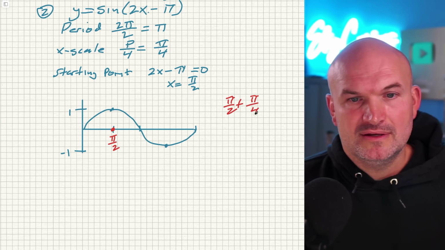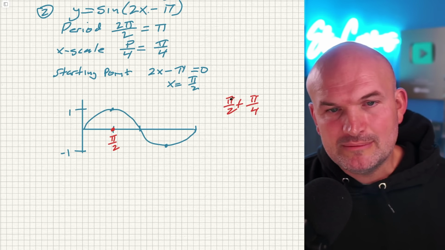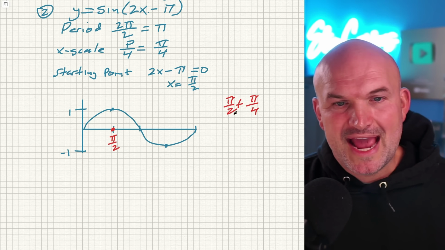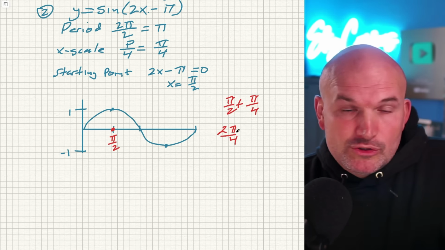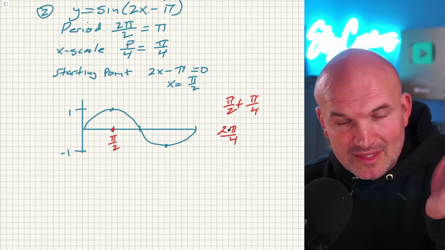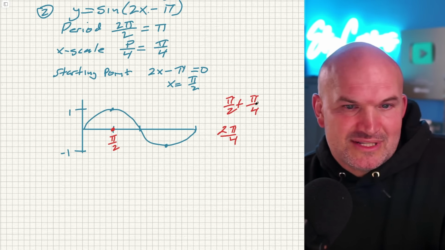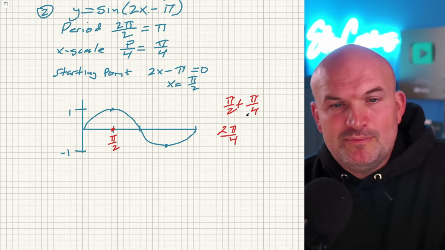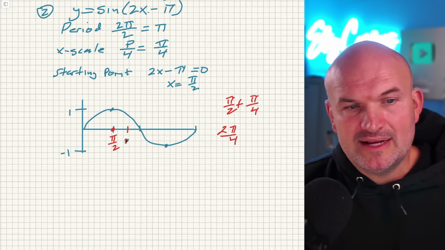So if this is at pi halves, what is going to be pi halves plus pi fourths? Now, sometimes students might say, oh crap, fractions, I don't know how to do fractions. Well, ladies and gentlemen, remember, you can always rewrite pi halves in terms of fourths, right? That would be 2 pi over 4. Wouldn't you guys agree with me that 2 pi over 4 is the same thing as pi halves? Right, so it's a lot easier now to do 2 pi over 4 plus pi over 4, which is going to be 3 pi over 4, which is going to be right there.